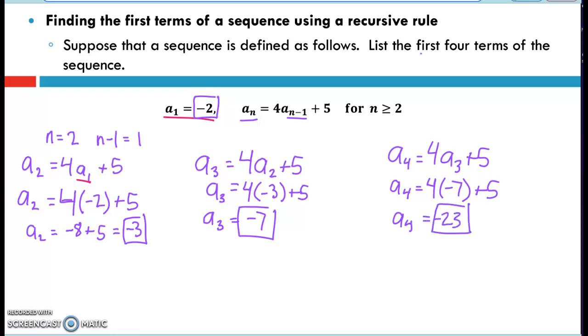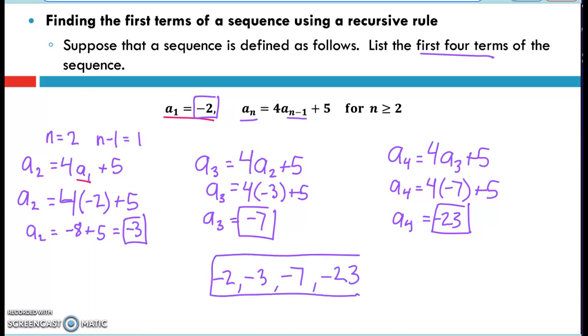So our first 4 terms: a sub 1 is negative 2, a sub 2 is negative 3, a sub 3 is negative 7, and our fourth term is negative 23. So that is how you find the first terms of a sequence using a recursive rule. But let's do another example.